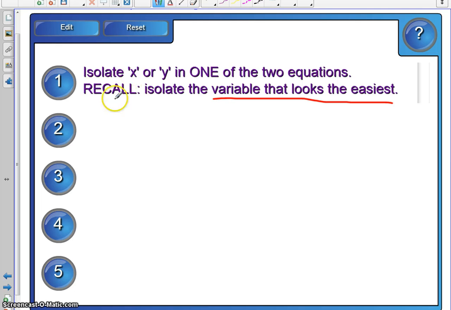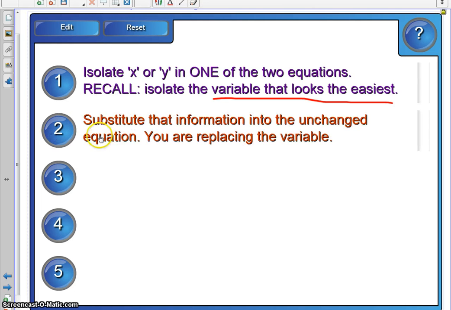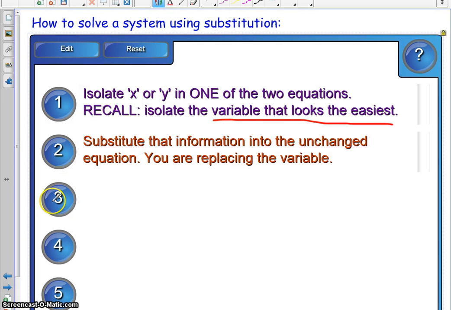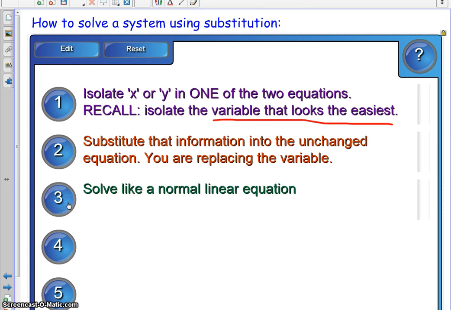Once that variable is isolated, what we then do is substitute that information into the other equation, the one you haven't touched yet, and replace that variable. So that would be this step right here where we took the y equals x minus 1 and replaced the y in the other equation with that information, the x minus 1.